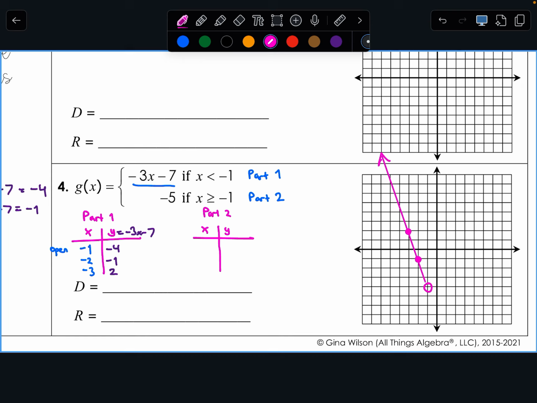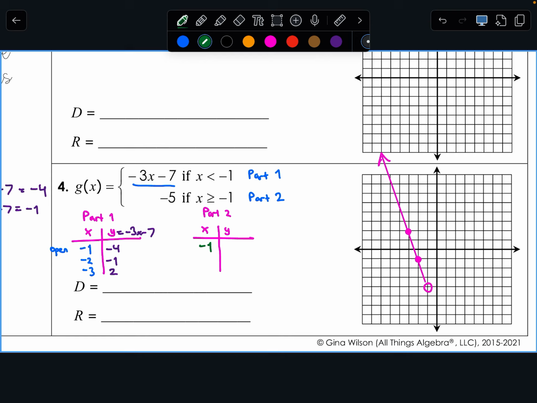Now, we're going to do part 2. Now, part 2 says if x is greater than or equal to -1. So again, I'm going to start with -1. Now, because it's greater than or equal to -1, that means we get at least 2 values that are greater than or equal to -1. So can anybody give me 2 values that are greater than or equal to -1? Besides -1.